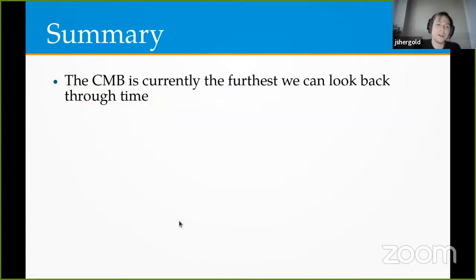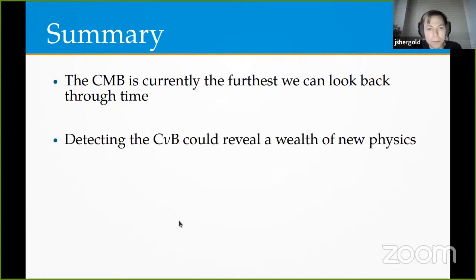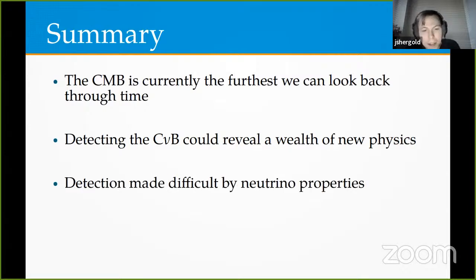And that's it. So very quickly, just to summarize, the cosmic microwave background is currently the furthest that we can look back through time. And detecting the CNUB as a result could reveal a wealth of new physics. So since the CNUB predates BBN, you could gain some insight into Big Bang nucleosynthesis. You could also gain insight into potentially some dark matter which might interact with neutrinos, leading to things like neutrino decay or something along those lines. There's a lot of new physics you could search for with the CNUB. And again, people want me to talk a bit more about that at some point. I could. There's a lot of exciting stuff you can do with the CNUB.